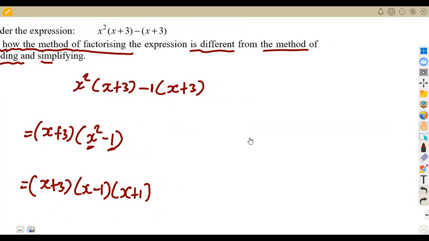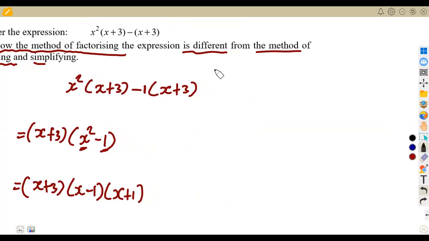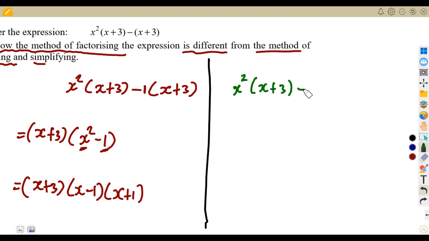But what if we try to expand, just to see what's going to happen. I'm having x squared into x plus 3, minus 1 into x plus 3, and I want to expand and simplify. All right, let us just expand. That will be x times x squared, which is going to give us x cubed. So that's a 1 there. If you're multiplying bases that are the same, you have to add your exponents. That's 2 plus 1, which is 3.